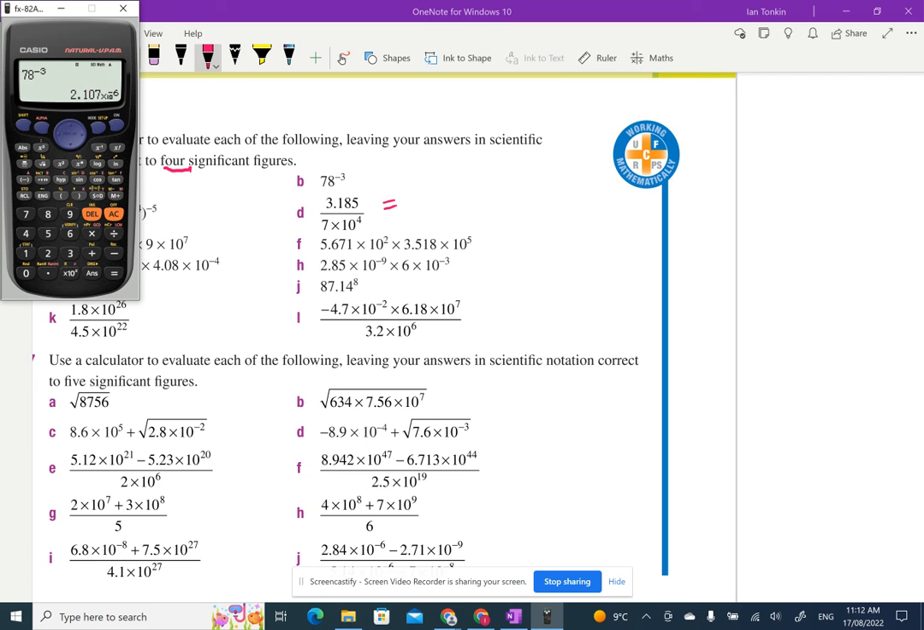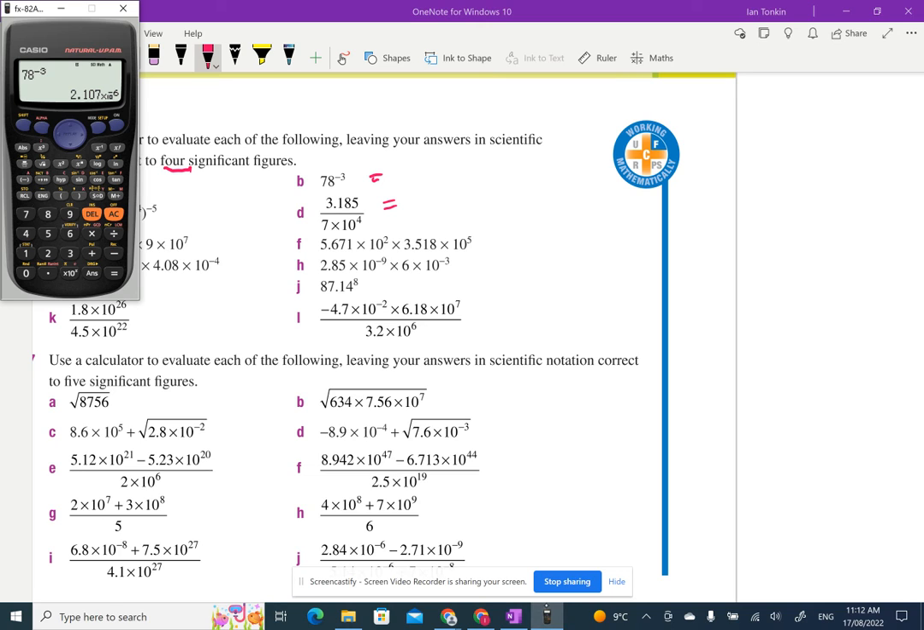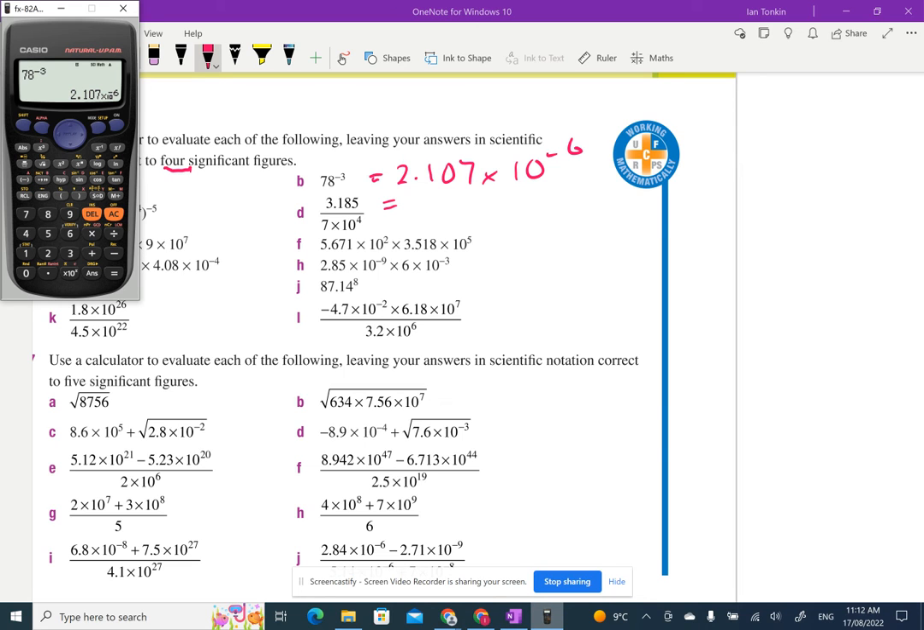And there's my answer. Lost it. 2.107 times 10 to the power of negative 6. Now the next one, I'm going to type in a fraction. And I've got 3.185 over... Now here you've got an option.